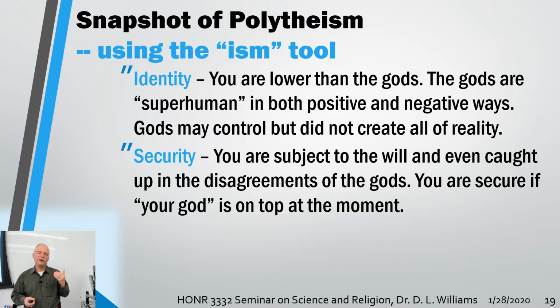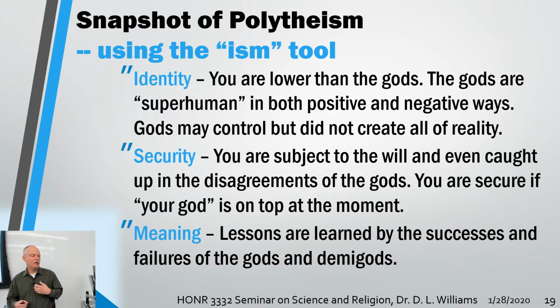Security: there's very little security in some of these systems because you are subject to the will and even caught up in the disagreements of the gods. So you're at their whim because you're weaker and smaller, maybe even used by them. But you're secure if your God's on top. And so once again, the worship and sacrificial system in polytheistic religions were to appease your God and make sure you're on good terms with them, in case they have a victory, you'll benefit. So this is the warring nature between the gods in polytheism.